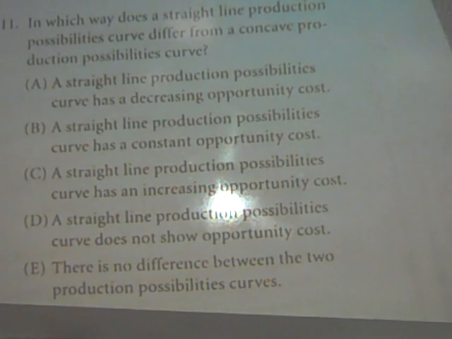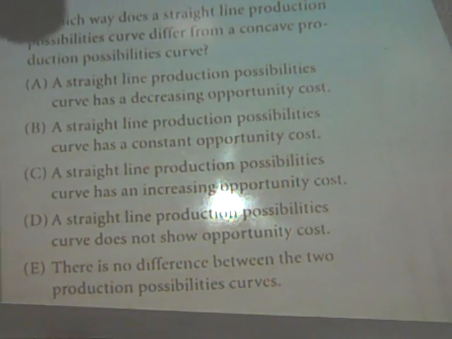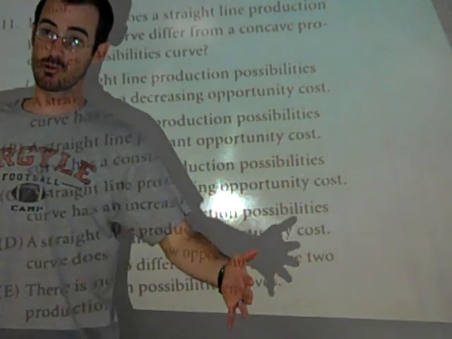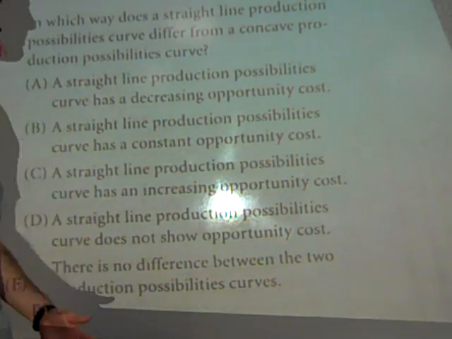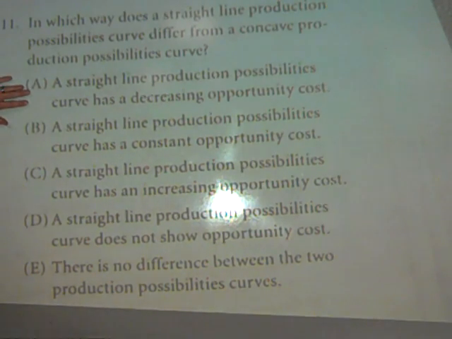11. In which way does a straight line PPC differ from a concave PPC? Remember, a straight line assumes all resources are the same, and there's constant opportunity cost as opposed to increasing opportunity cost. When the curve drops off quickly, that's increasing opportunity cost because resources vary. So let's see. A straight line PPC has a decreasing opportunity cost. That never ever happens. There's no such thing as a convex PPC, and there's no such thing as a decreasing opportunity cost. That's just nonsense.